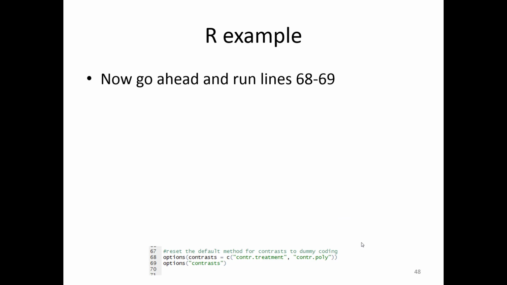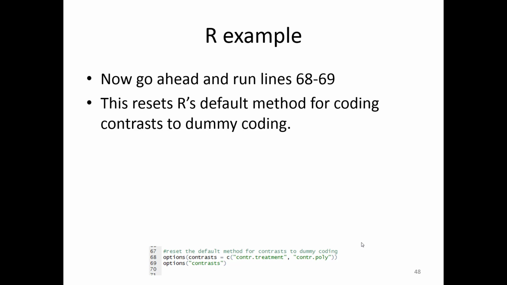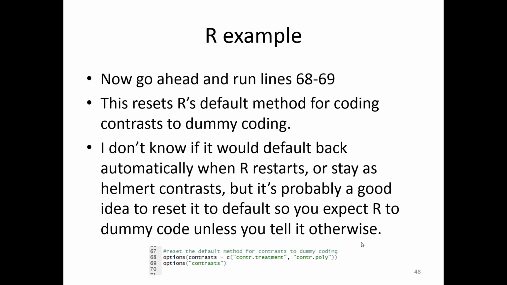Now I would recommend running lines 68 through 69. This will reset R's default method for coding contrasts to dummy coding. I don't know if it would default back automatically when R restarts. It might, I'm not sure, or stay as Helmert contrast, but I think it's probably a good idea to reset it. This is a global option, so you expect R to dummy code unless you tell it otherwise.